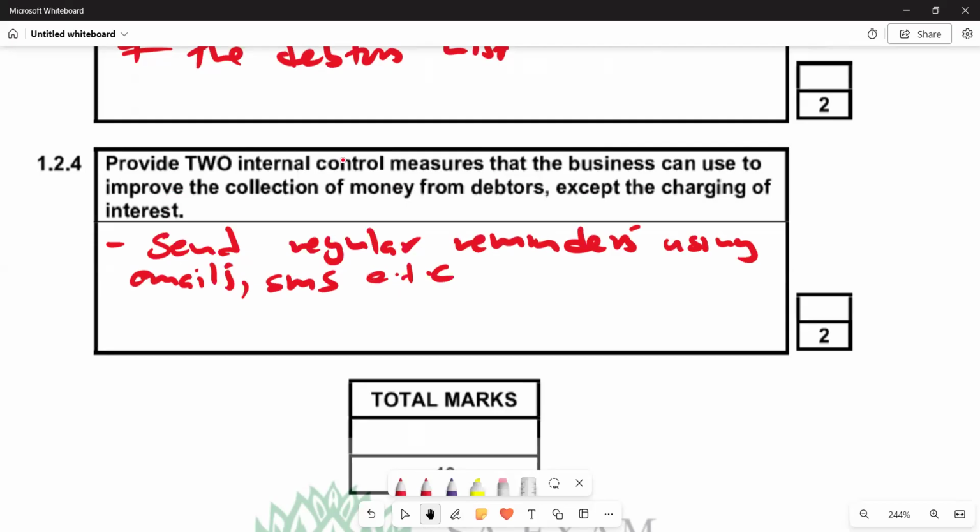Then you can also try to raise another point which says you can also implement the use of discounts for early payment, so that the customers are attracted to make early payments so that they can enjoy the discount.